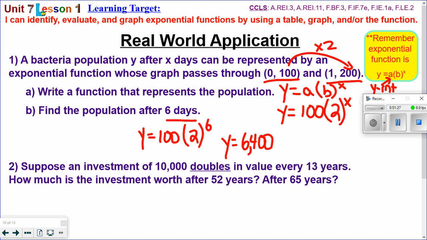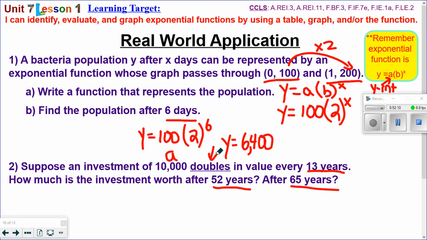Suppose an investment of 10,000 doubles. The investment is 10,000. That's the initial value. So initial value is the y-intercept. It doubles in value every 13 years. How much is the investment worth after 52 years, after 65 years? Just remember, use that formula. Create a new formula and see if you can do it.